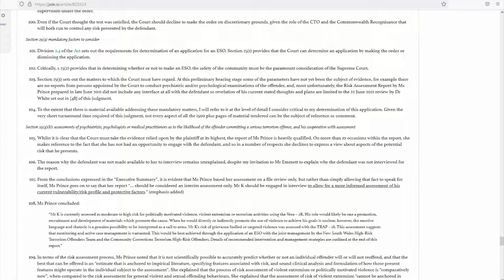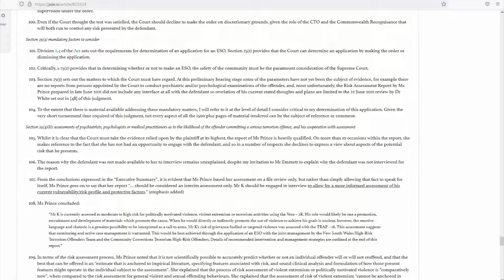Mr. K's risk of grievance-fueled or targeted violence was assessed with the TRAP 18. This assessment suggests that monitoring and active case management is warranted. This would be best achieved through the application of an ESO with the joint management by the New South Wales High Risk Terrorism Offenders Team and the Community Corrections Terrorism High Risk Offenders. Details of recommended intervention and management strategies are outlined at the end of this report."